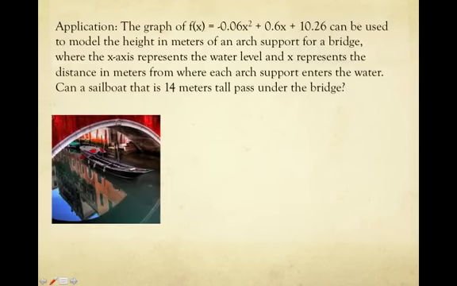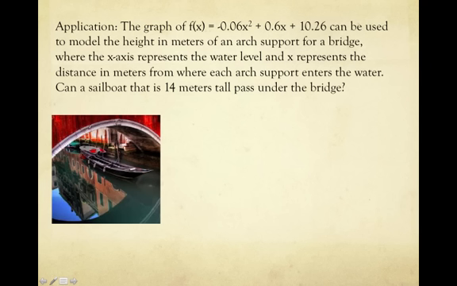So here I've got an application problem for you. The graph of f of x is negative, that's a negative sign there, 0.06 x squared plus 0.6x plus 10.26, and that equation is used to model the height in meters of an arch support for a bridge. So the x-axis represents the water level, and x represents the distance in meters from where each arch support enters the water. And I want to know if a sailboat that is 14 meters tall can pass under this bridge. Well, how would I find that?